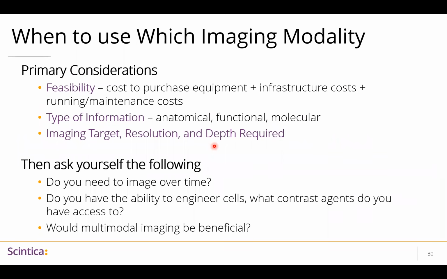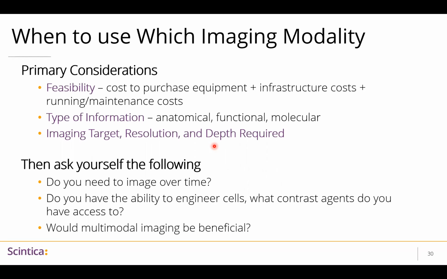So now that we've taken some time to take a look at the different imaging modalities, let's start to think about what modality makes sense for you to use in your imaging subject or in your research project. So the primary considerations are going to come into play with feasibility. What's the cost of the equipment to purchase? What are the infrastructure costs for you to install it, the running and maintenance costs, things like that. That's if you're looking at purchasing a new system.